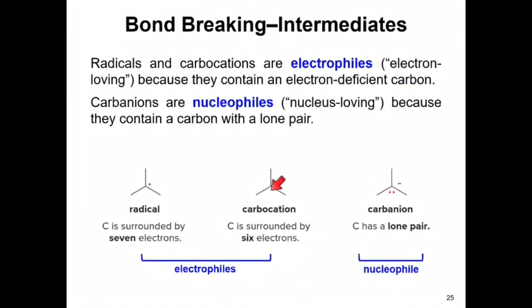Radicals and carbocations are considered electrophiles because these two carbon atoms here are considered electron deficient. They have an incomplete octet, and so they're considered electrophiles. Carbanions, on the other hand, are considered nucleophiles because they contain a lone pair of electrons.